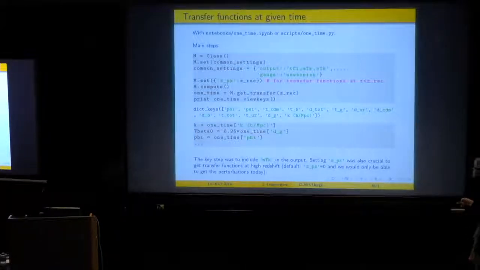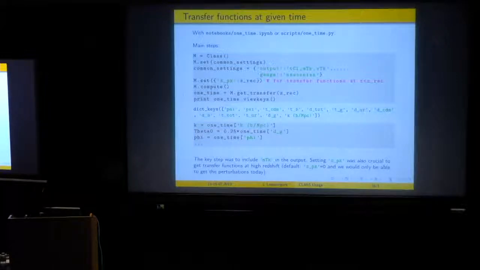Okay, now I remember the syntax. I will put all the values of k in an array by calling one_time with the key for wave number. And for instance, if I call one_time of d_g, it will store all the values of delta gamma, the fluctuations of the photons. But what many authors call theta 0 is the monopole of the photons and is 1/4 of delta gamma, because delta gamma is 4 delta T over T. So I multiply by this factor to get theta 0. I extract the metric fluctuation phi, and I am ready to do the plot.